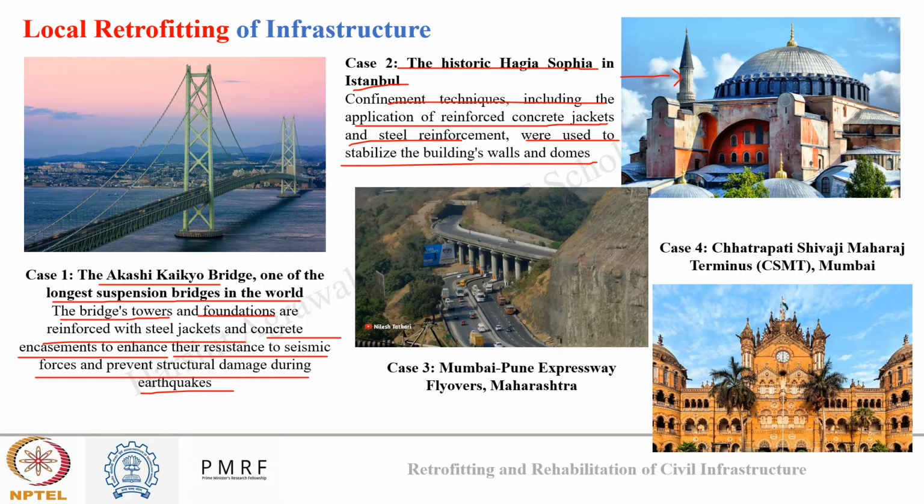And if we talk of some major infrastructure in India where these local retrofitting measures are used, case 3 shows the Mumbai Pune Expressway flyover in Maharashtra. In these flyovers, for certain columns which were deficient in seismic strength, local retrofitting measures like FRP confinement were used to strengthen the structure. While for CSMT, Chhatrapati Shivaji Maharaj Terminus in Mumbai, some local retrofitting measures were also used to increase its shear strength capacity.